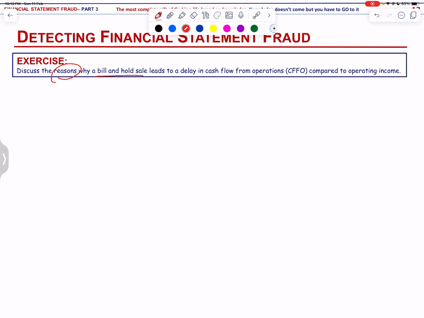In the indirect method of calculating CFFO, that is the cash flow from operations, the starting point is net income, from which the increase in accounts receivable and other current assets is deducted, while decreases in current assets are added back. In the case of a bill and hold sale, the transaction increases accounts receivable and decreases inventory, resulting in no net effect on CFFO.